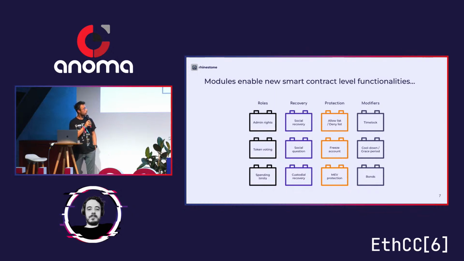There's also a lot of features you can build around protection, either around exploits of the account, such as being able to freeze the account and having an allow and deny list of contracts that the account can interact with. But you can also build really cool features around MEV protection. And finally, you might have more miscellaneous modifiers.